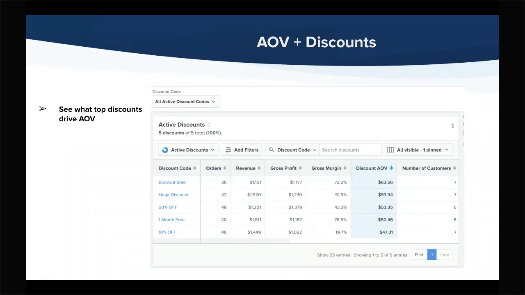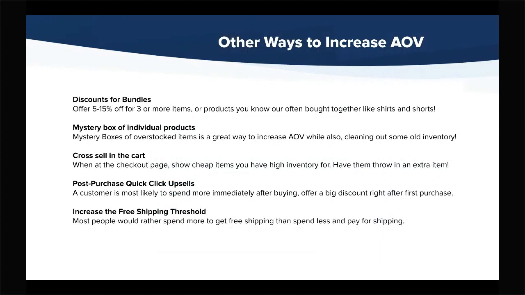So AOV is a little bit more of a simpler idea within Glew. It's really more like tracking, and then there are some basic things that you can do. But there are some high-level recommendations that we make to increase AOV. A good example would be discounts for bundles. What we typically like to see is customers in their marketing and their emails within their shopping carts.